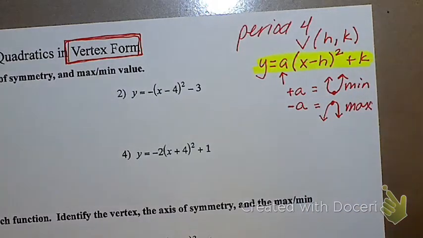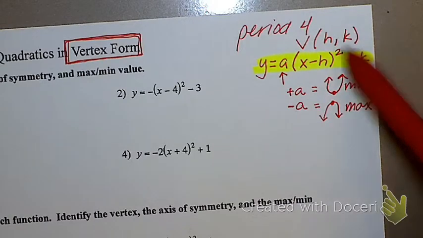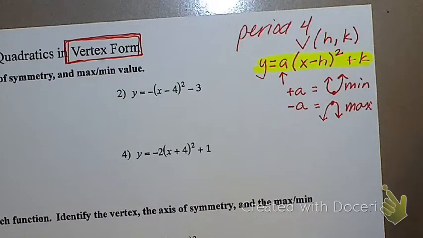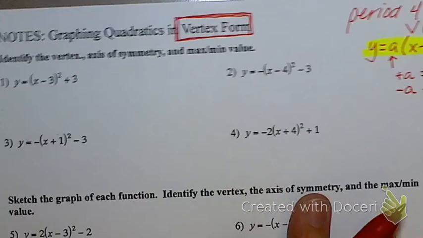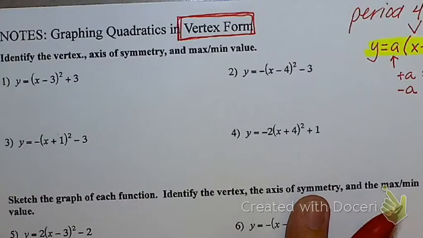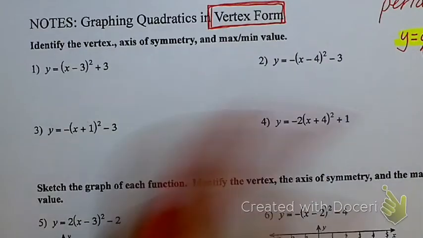Now yesterday, all of our vertexes were at (0, 0), so h was 0 and k was 0, which basically made it look very short and simple like it did on last night's homework. Tonight's equations, if you look at them, they're a little bit longer. So, these first 4 questions.